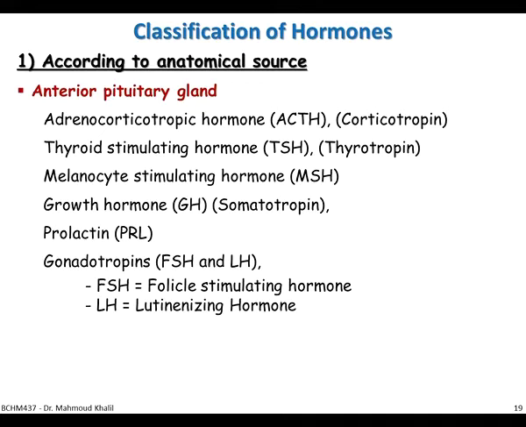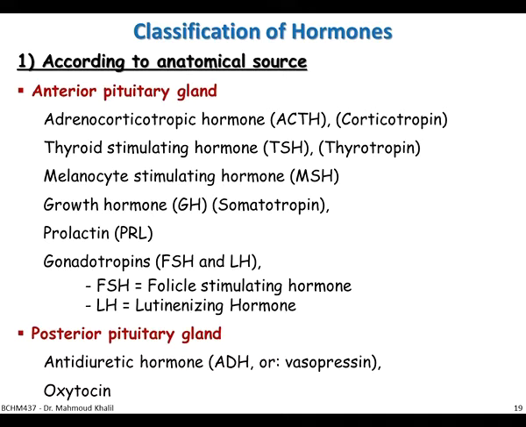which include FSH and LH, the follicle stimulating hormone and luteinizing hormone, while the posterior pituitary gland only secretes two types of hormone: ADH, or vasopressin, or antidiuretic hormone, the same thing, and oxytocin. And these are two important hormones that are secreted only by the posterior pituitary gland.